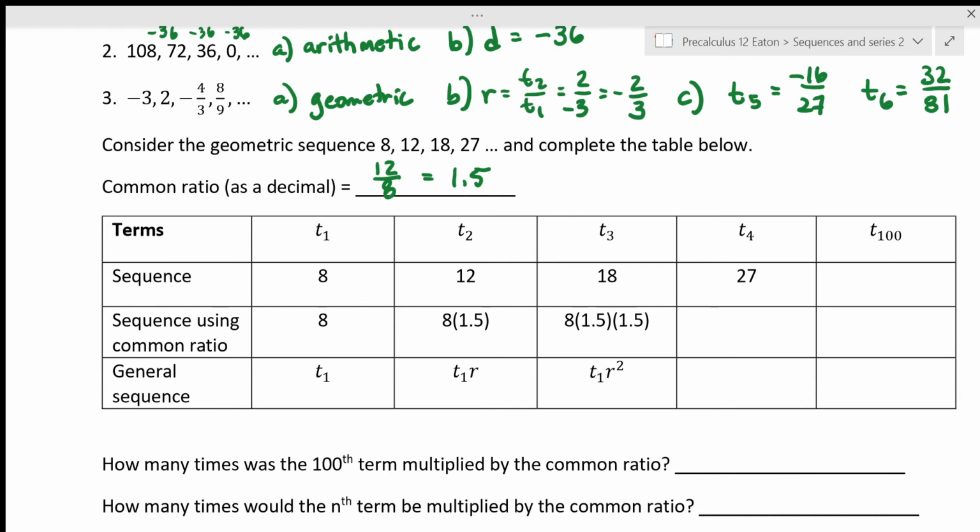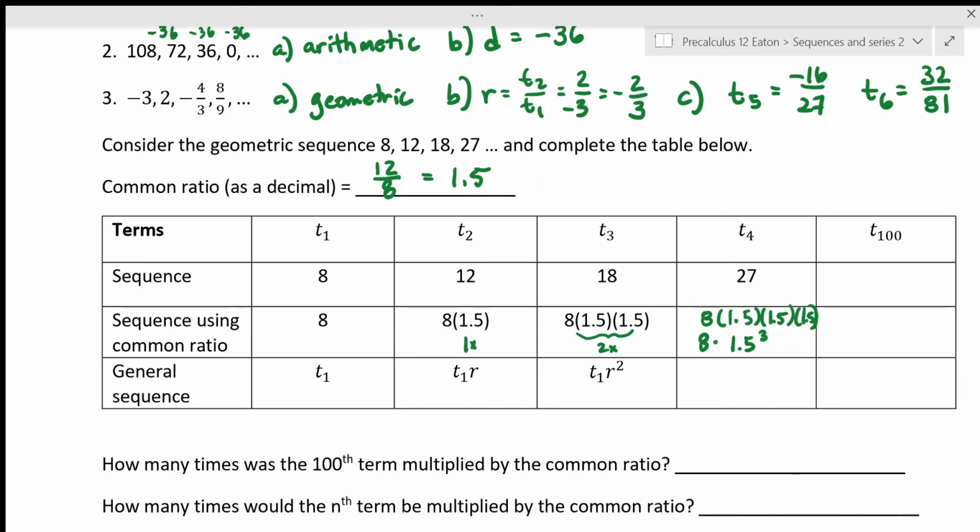So what I'm going to do is, just like I did with arithmetic sequences, I'm going to try to look for a pattern. So T1 is just T1. T2, I multiply by 1.5 one time. Okay? And here, I'm multiplying by 1.5 two times. For T4, I'm going to multiply my previous term by 1.5, so it's 8 times 1.5 times 1.5 times 1.5. And now that I'm writing this repeated multiplication, I remember I have a shortcut for repeated multiplication. So this is 8 times 1.5 to the power of 3.